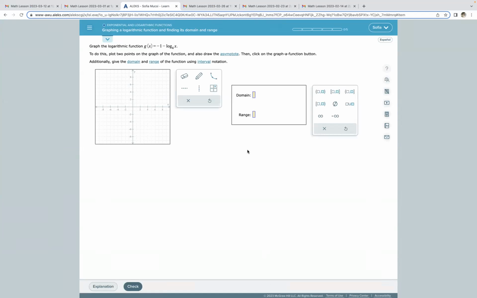Now I was stuck on these. Graph the log. Okay, 2 points. That's good. And then draw the asymptote and then domain and range. So it's like 2 steps.